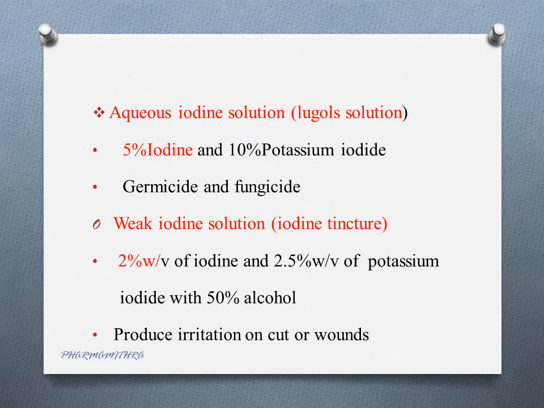Second solution form is weak iodine solution. It is known as iodine tincture. Weak, so its iodine content is less, and we can categorize it that way, so it is called iodine tincture. Here only 2% weight by volume of iodine is there and 2.5% potassium iodide with 50% alcohol. Same as iodine, but it produces irritation on cuts or wounds.